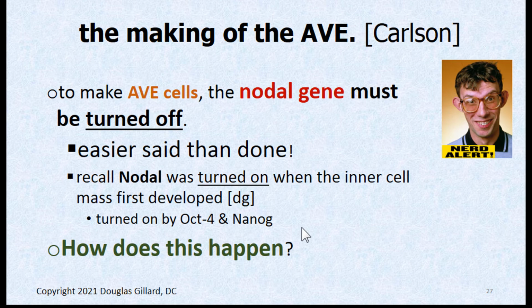So how do you make an AVE cell? What genes get turned on? The nodal gene must be turned off. And you would think, oh, that's really easy to do. That's not easy to do. That's a very dominant, powerful gene. And there's a bunch of genes that have to turn this thing off, which we'll look at here in a second.